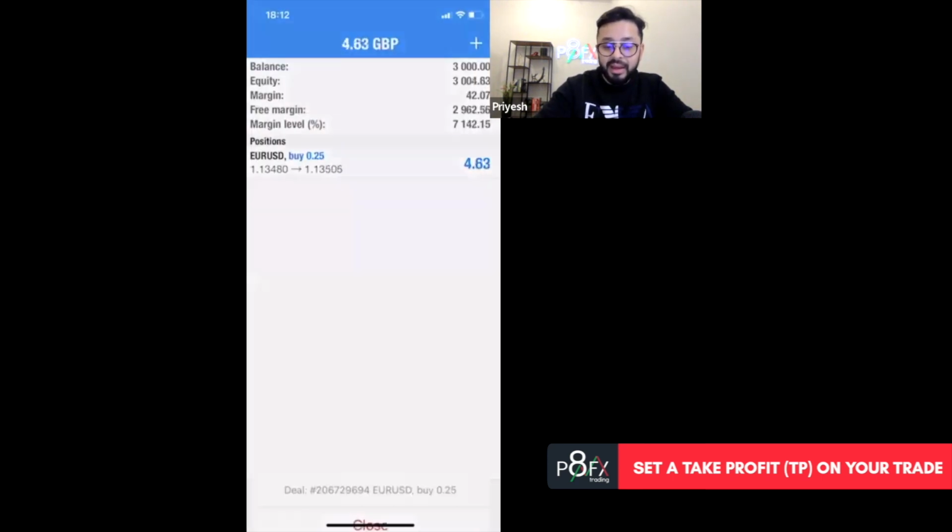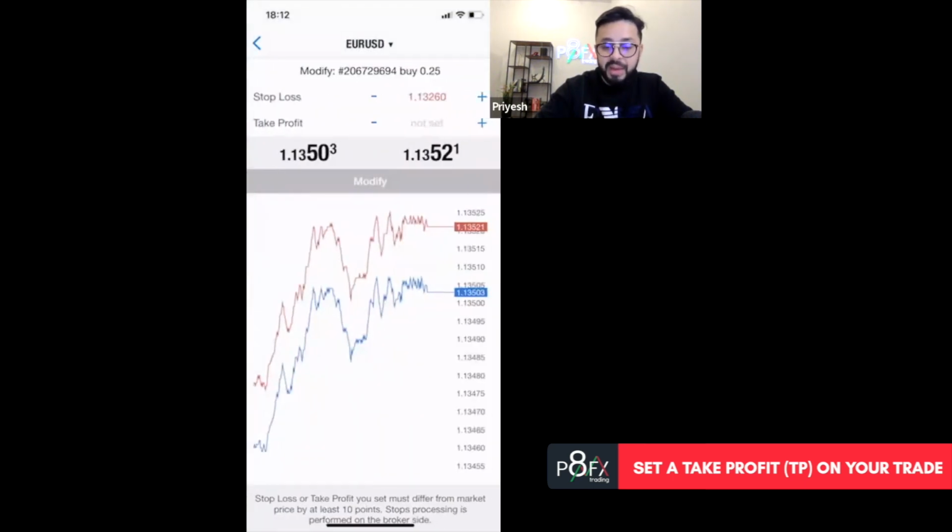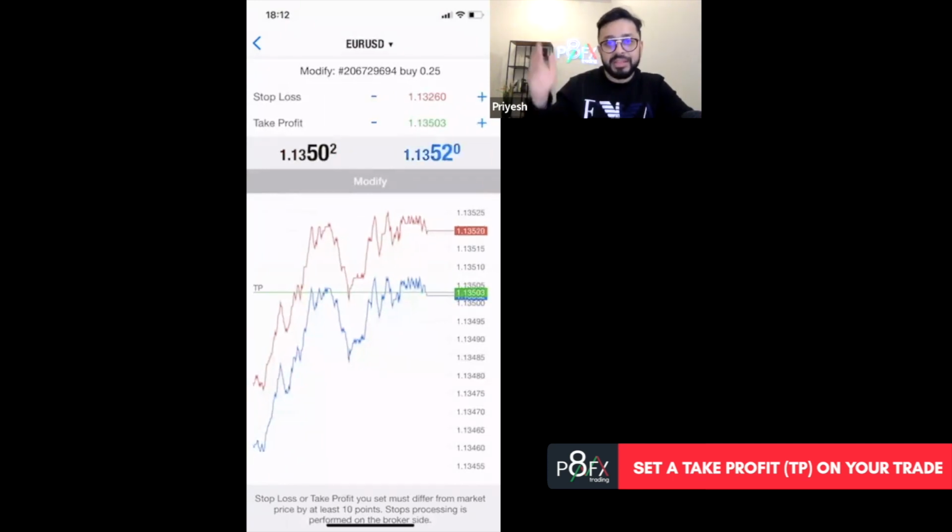So again, I'm going to go to the trade screen. I'm going to click and hold the Euro USD trade. I'm going to click modify. And then you can see I'm able to now add a take profit. Now, ideally, as I'm in a buy trade, your take profit should be above where you've bought it from because you anticipate price to go higher.